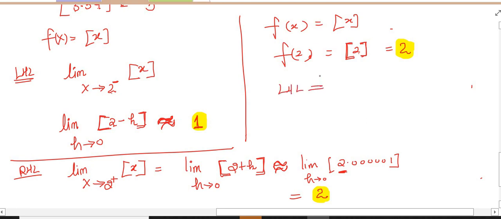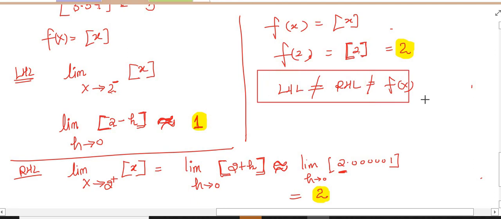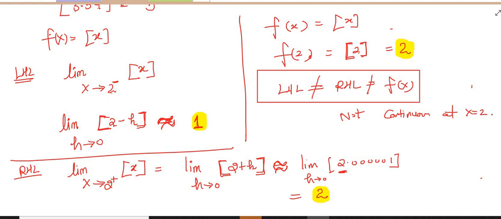So I can declare LHL is not equal to RHL is not equal to f(x). So that means it is not continuous at x equal to 2. Fine. Similarly, we can prove for number 3, or we can say for any integer it will not be a continuous function. See one more question.